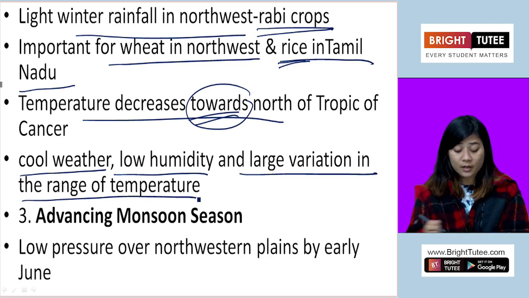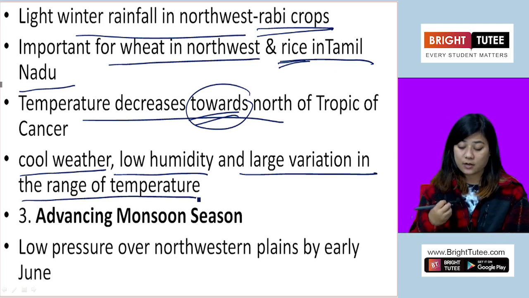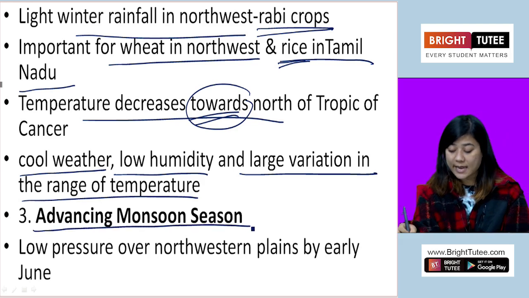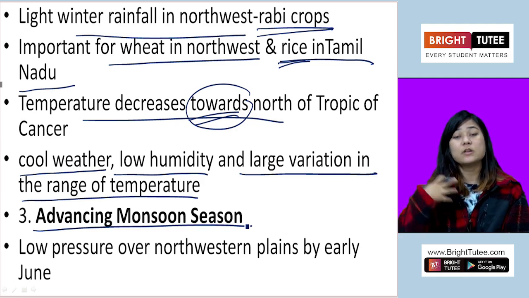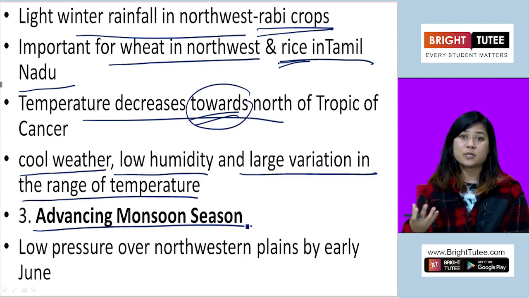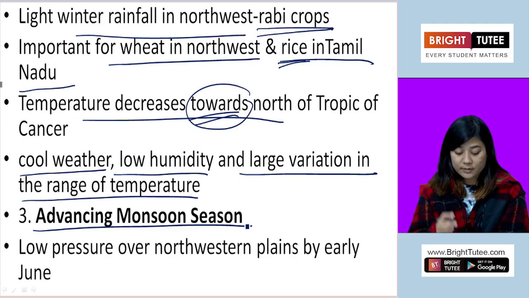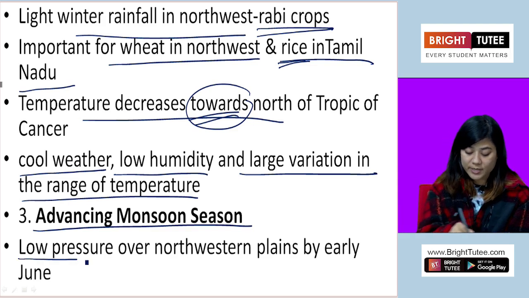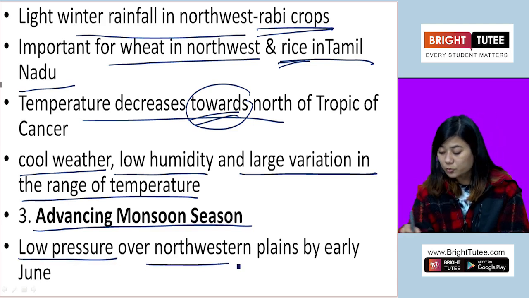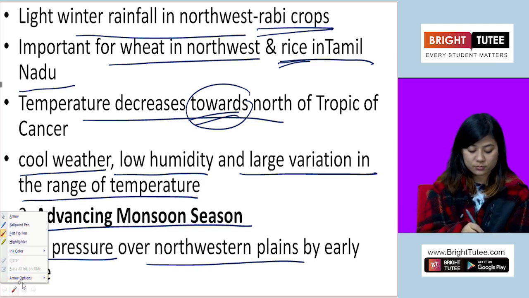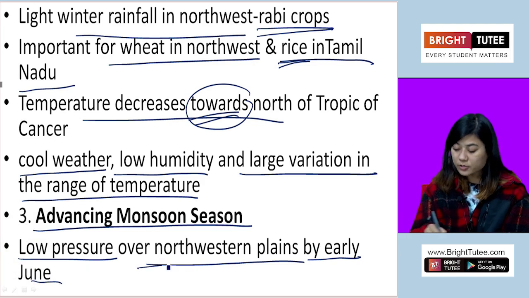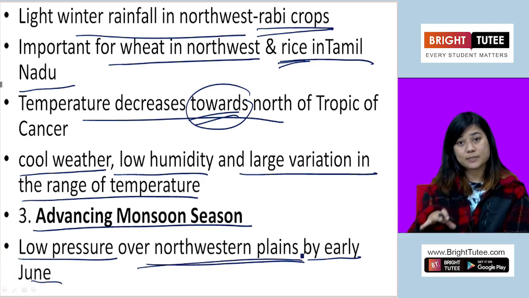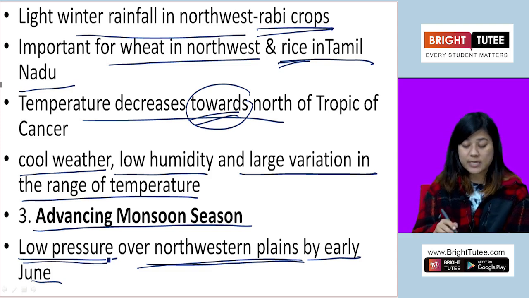Now the third season that our country has is called the advancing monsoon season. This is the season where the monsoon arrives, where India experiences rainfall. Now what happens during this season? During this season, low pressure is developed over the northwestern plains by early June.